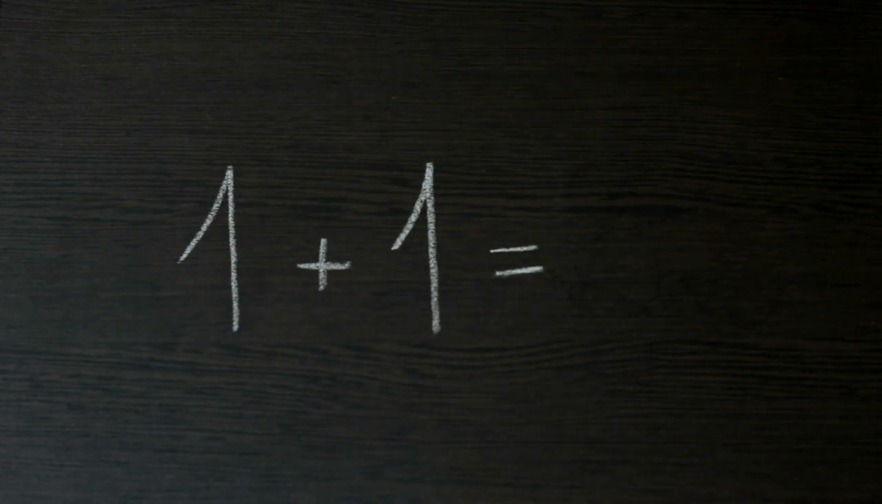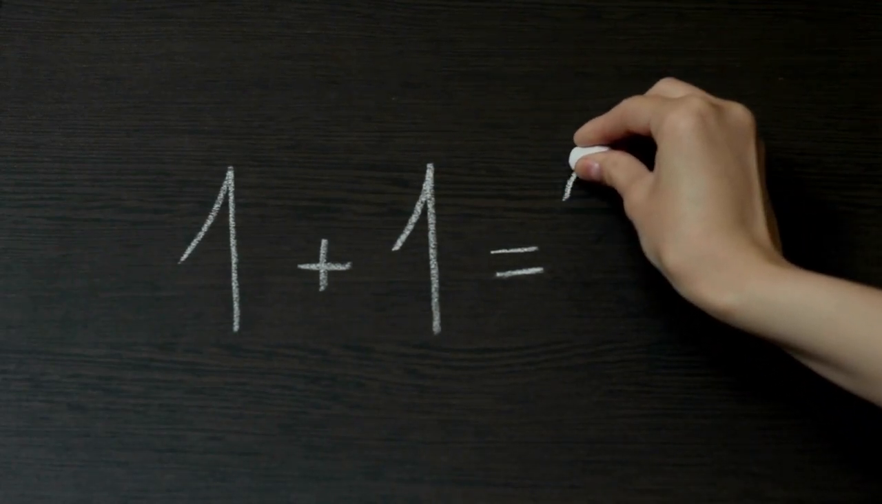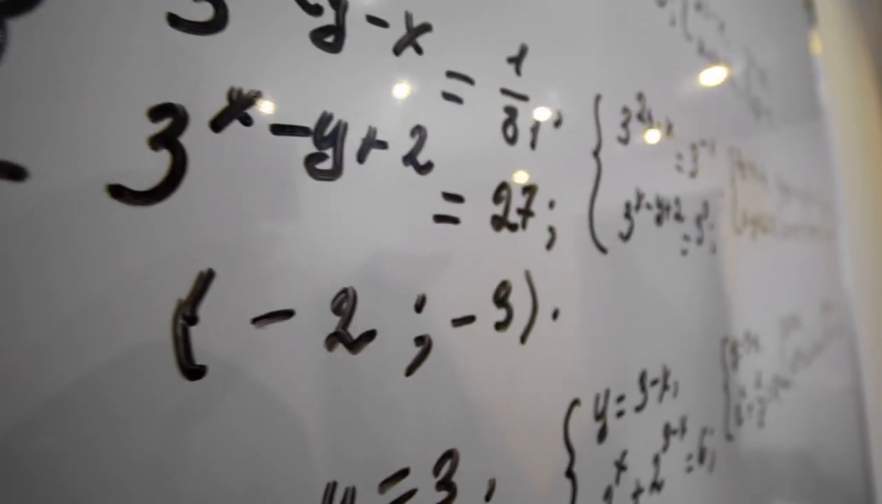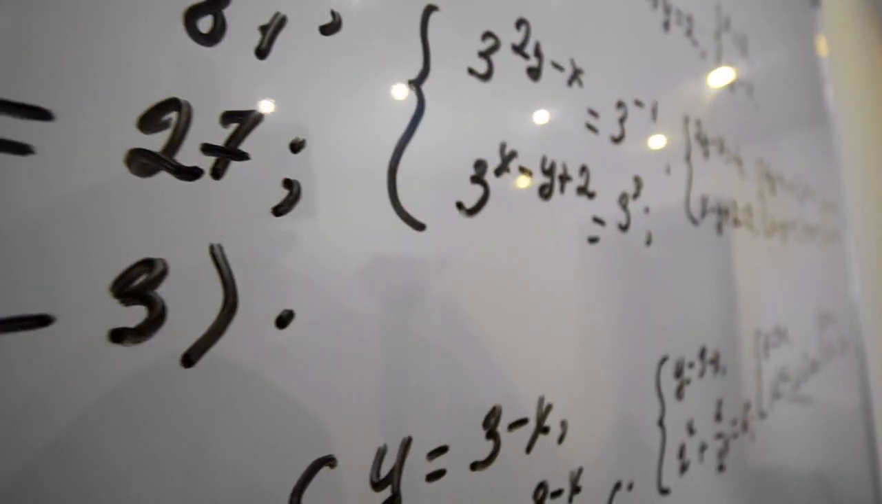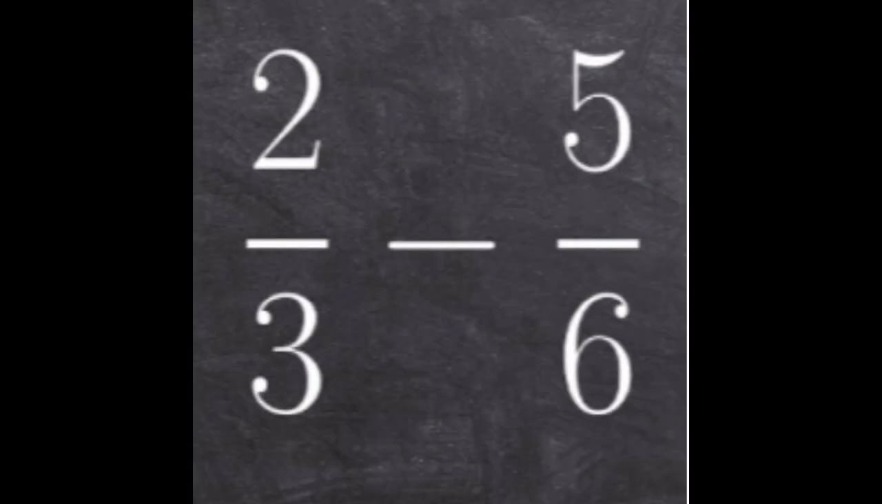In our last video, we learned how to add fractions with the same denominator. But in this video, we will learn how to add fractions with unlike denominators. Unlike denominators is when the bottom parts of the fractions are not the same number. For example, in the numbers 2/3 and 5/6, they do not have the same denominator.